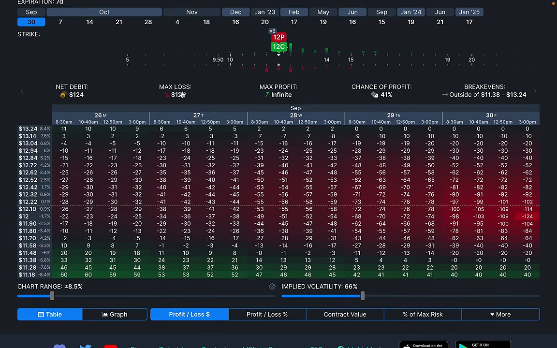The most you can lose is the amount you pay for these three options here. Max profit is infinite on the upside. On the downside, of course, it's capped since the stock can only drop to $0. And then you also see chance of profit here. You won't be able to see this unless you have the premium version of OptionStrat.